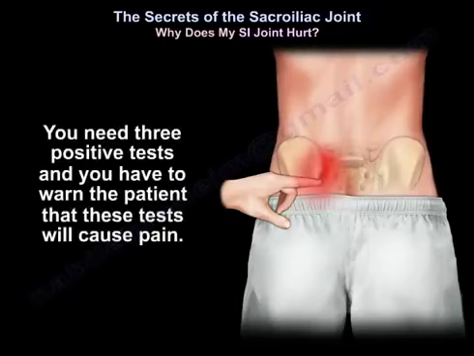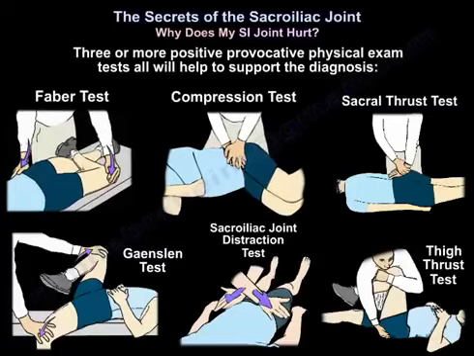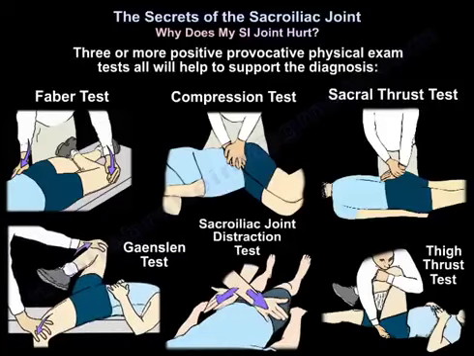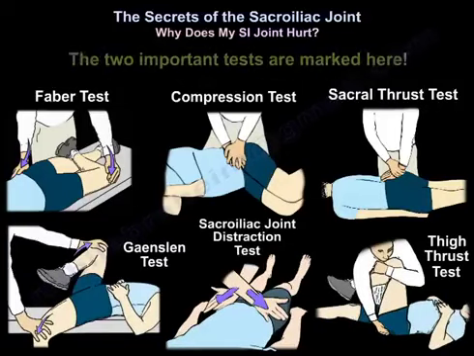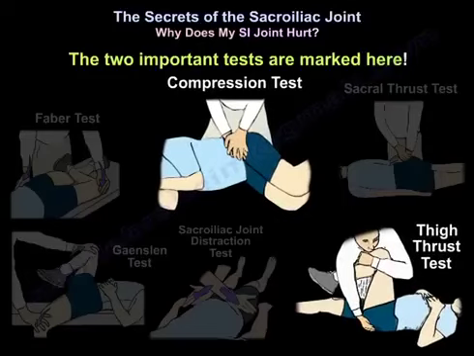You need 3 positive tests, and you have to warn the patient that these tests will cause pain. Three or more positive provocative physical exam tests will help to support the diagnosis. These are the FABER test, compression test, sacral thrust test, Gaenslen test, sacroiliac joint distraction test, and the thigh thrust test. The 2 important tests are marked here, which are the compression test and the thigh thrust test.